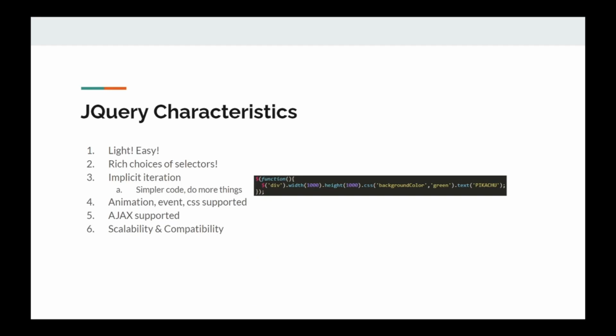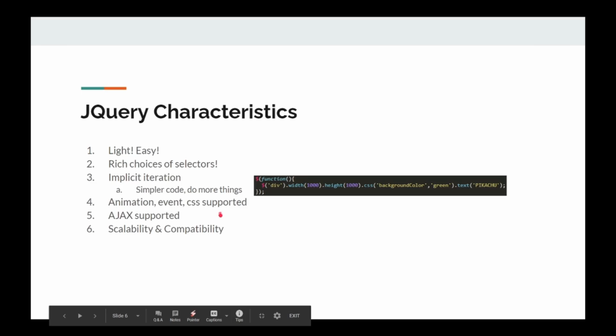As I discussed above, you can see it's a very light and easy library for developers to use. We have many choices of selectors. We can select the body or the div tag, we can select by ID, we can select by class, and we also have very easy implicit iteration. We can use less code and do more things.